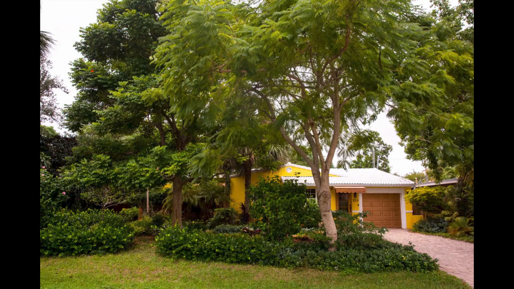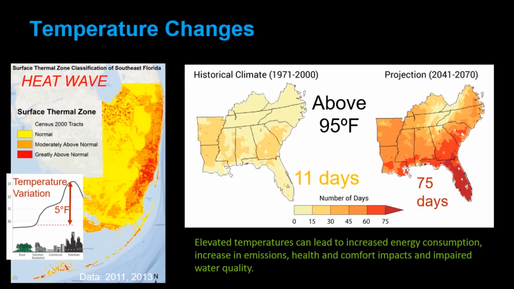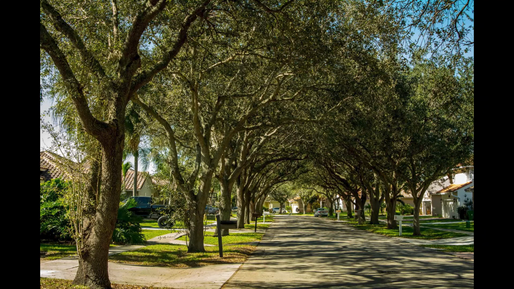Trees can also help to keep our homes and neighborhoods cooler. Notice that the projection for hotter days is anywhere from 2041 to 2070. So start planting more trees today. In 20 years, your neighborhood could be very green and a whole lot cooler.